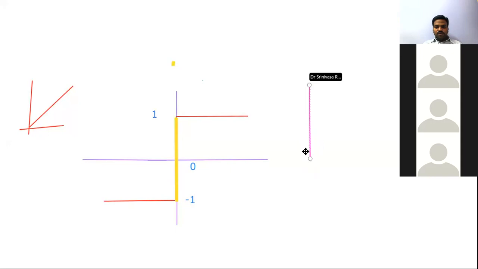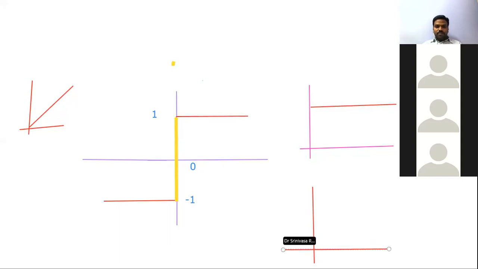two functions. One is the unit step signal u of t. This is the u of t signal, and one more signal, that is u of minus t. Please do remember. If you combine these two waveforms, obviously you will get this one.